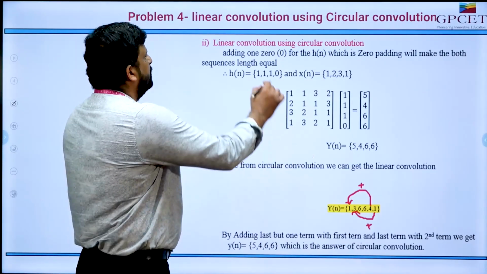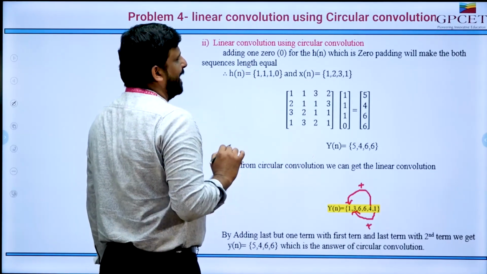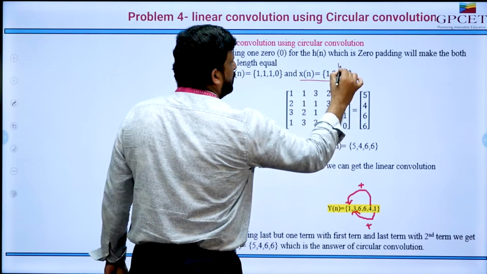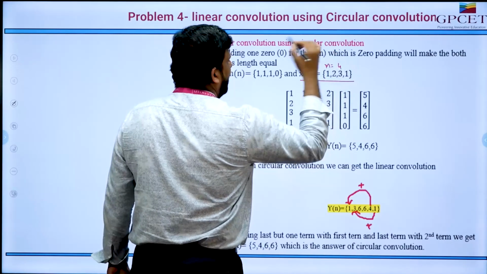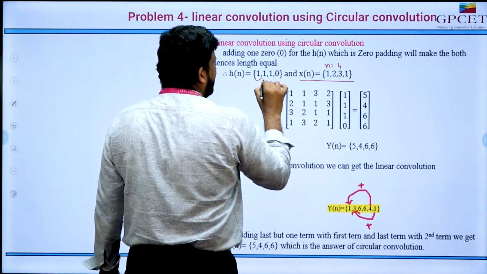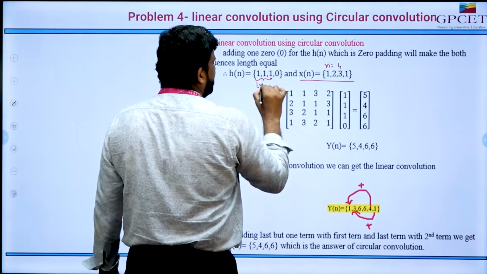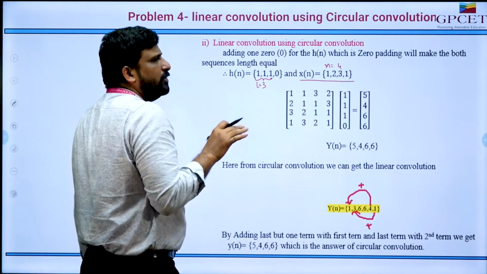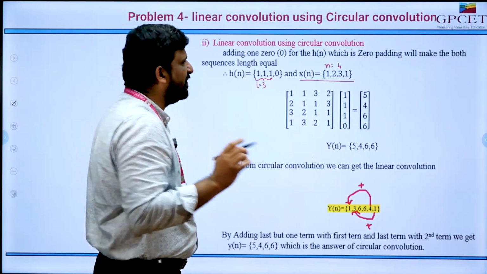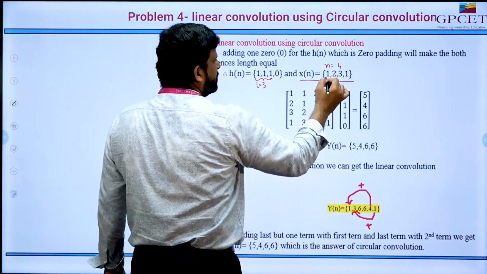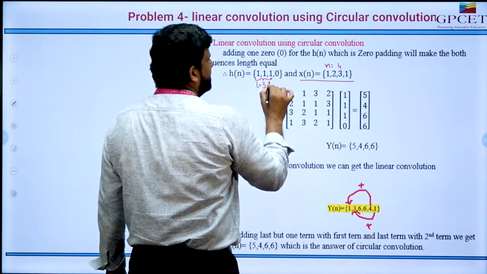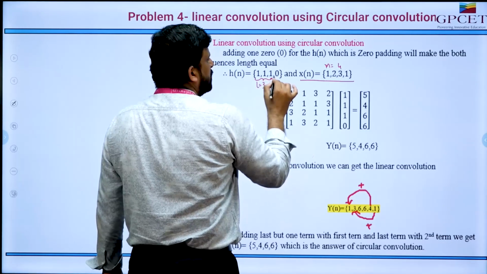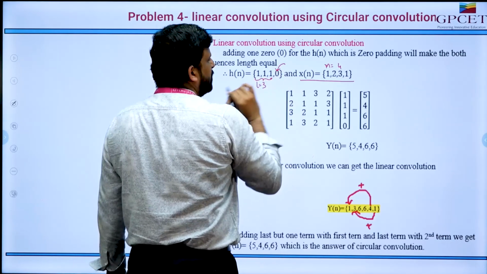See here. First, we need to do the zero padding in this circular convolution. We have the length of x of n equal to 4, but the length of h of n is only 3. If you see the previous question, the length of h of n is only 3. So we need to do the zero padding. For that, how many zeros should we add? We need to balance this. That's why 1, 2, 3, 4. Here I got only 3, so one 0 is added here. So that is zero padding, and done.